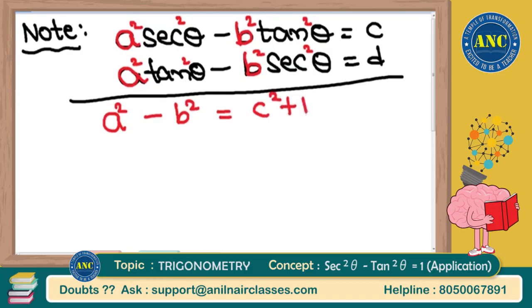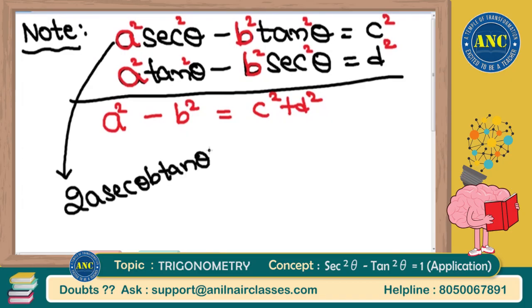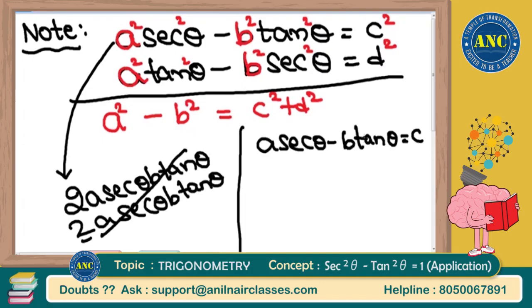Right hand side is c square plus d square. Sir, where did the term 2ab go? If I subtract, the term is also the same, 2a secant theta b tan theta. But when the coefficients of secant and tan are interchanged, a tan theta minus b secant theta is equal to some other thing called d.